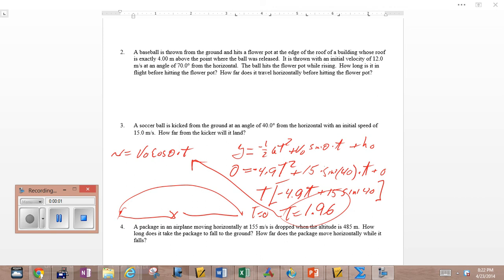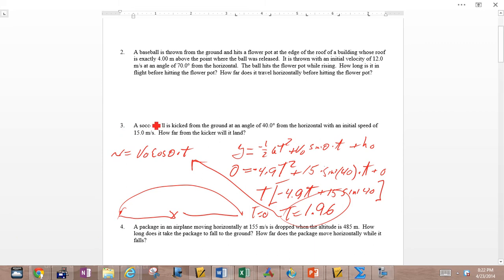So I'm going to take a look at a couple of these problems here from projectile motion. Let's look at number 3. We're looking at the soccer ball being kicked from ground level at an angle of 40 degrees relative to the horizon with a speed of 15 meters per second. We want to know how far the ball will travel. That's this distance x.